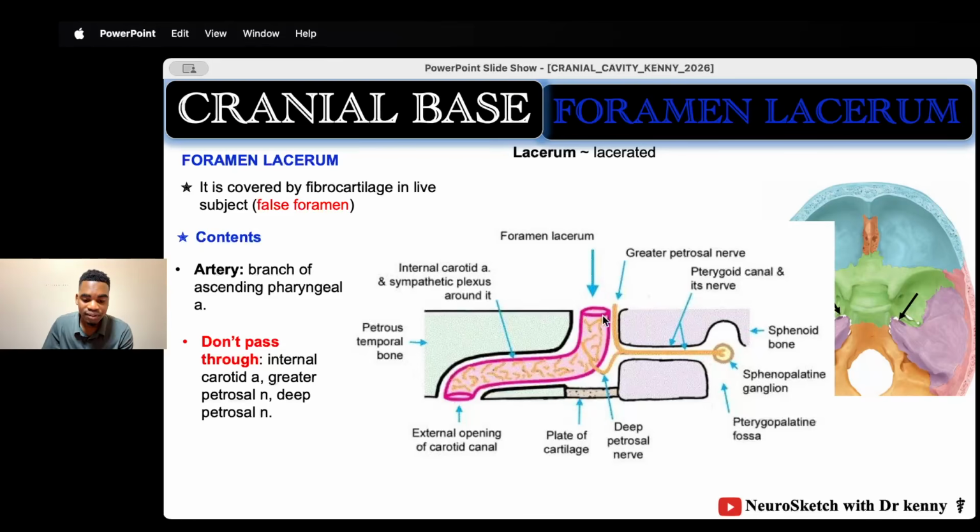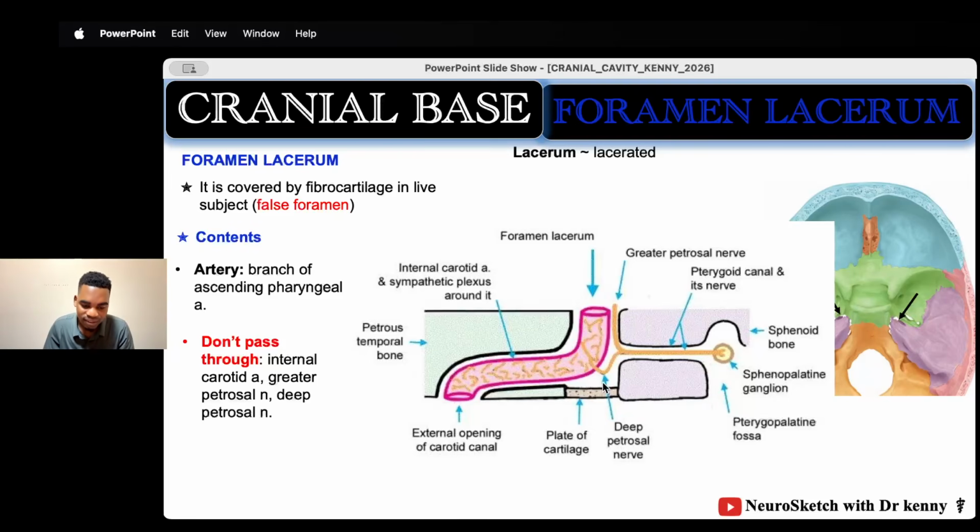But in your books, a lot of books will write that it transmits the internal carotid artery, the greater petrosal and the deep petrosal. This is the internal carotid artery, this is the deep petrosal, and this is the greater petrosal. A lot of books will write that it transmits them. Yes, but as I've said in the previous discussion, these structures do not pass through the foramen lacerum, but they are passing above the foramen lacerum.